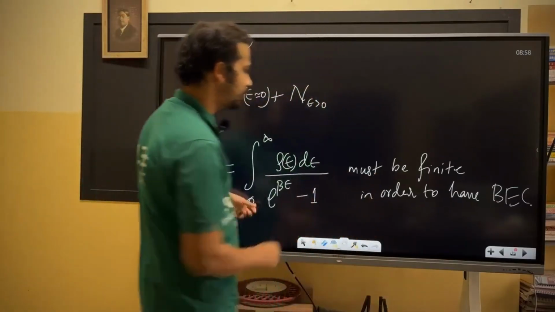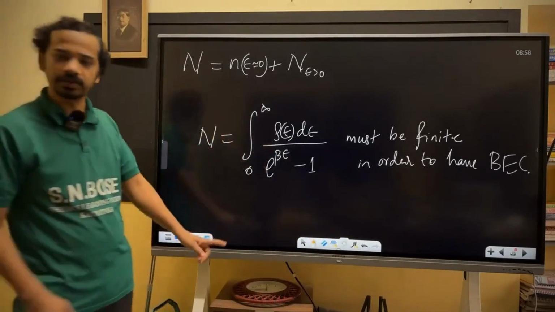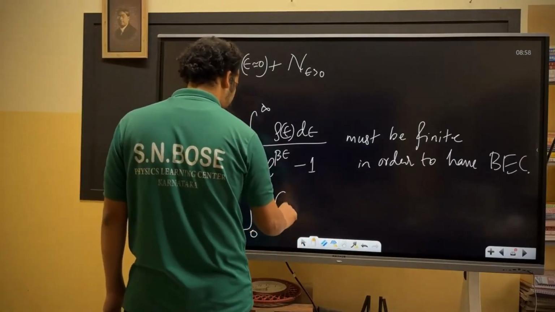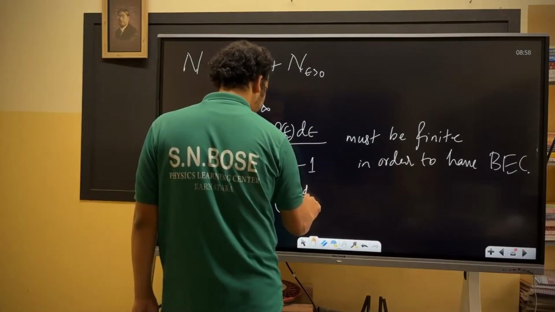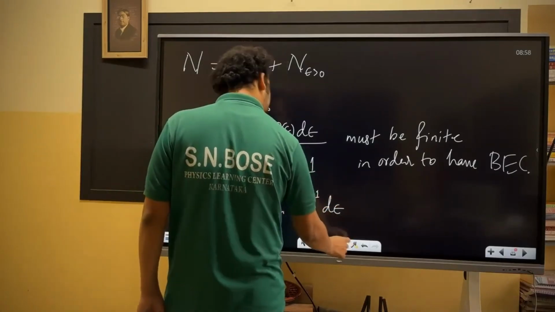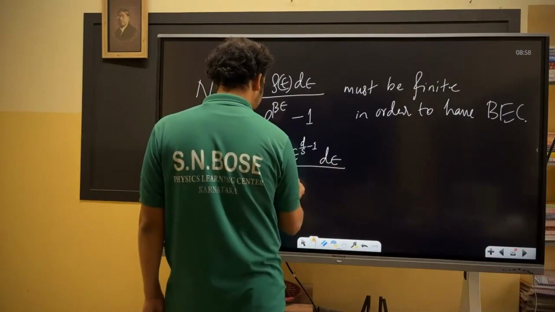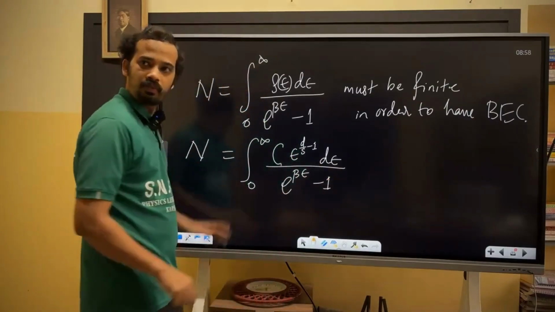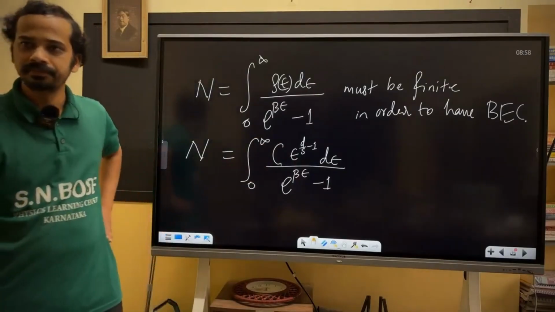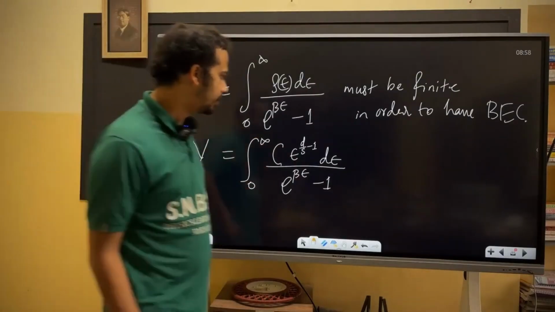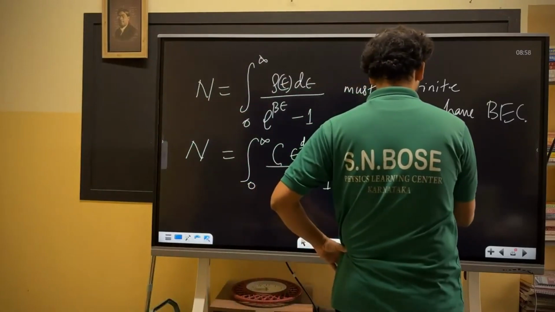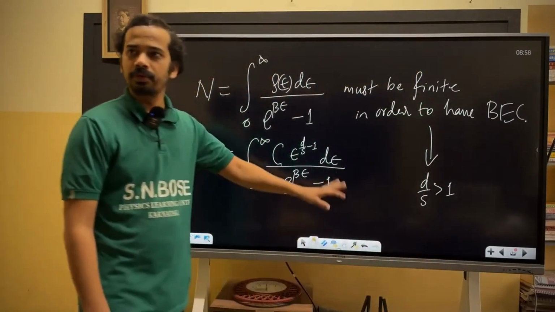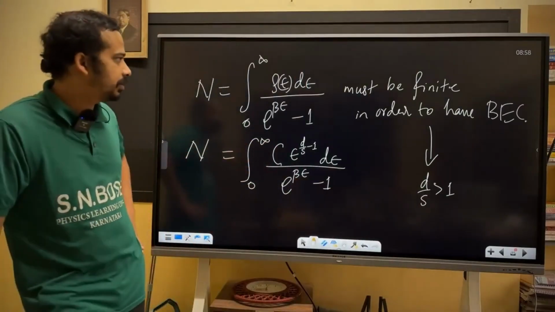Now this must be finite in order to have Bose-Einstein condensation. What is this one again? If I work it out, constant times e power d by s minus 1 dE. This is again one Riemann-Zeta integral discussion. Now when is this integral finite? When d by s is greater than 1. Bose-Einstein condensation can occur only when d by s is greater than 1.